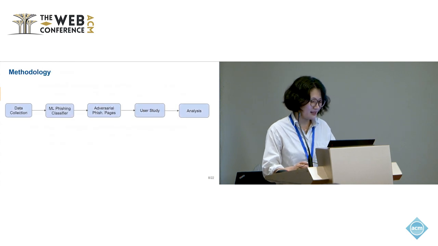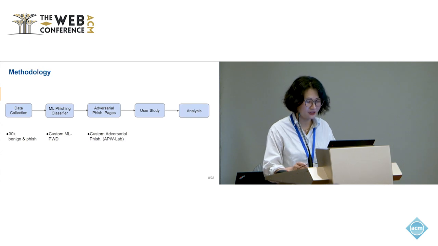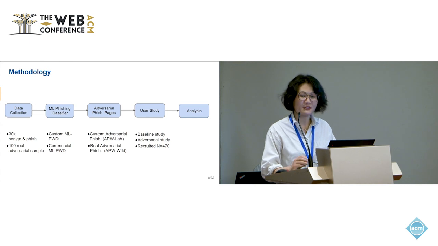So we began with public data sets, including benign and phishing web pages. We used them to build a custom machine learning-based phishing website detector, and we generated custom adversarial phishing web pages. If they bypassed the custom detector, we selected them for our user study. At the same time, we got 100 real adversarial phishing web pages from prior work, and they bypassed the commercial machine learning based detector. After that, we used those web pages in our baseline and adversarial study.